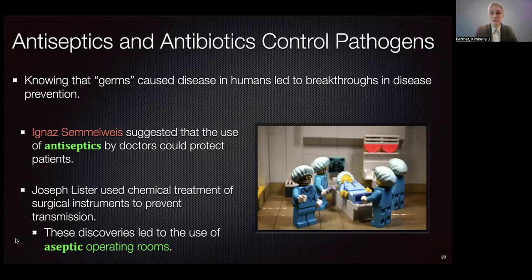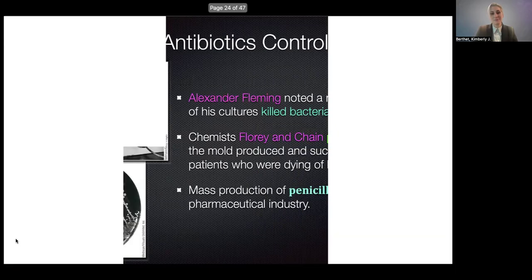We have Joseph Lister as well, who started using chemical treatments on surgical instruments. If you can imagine, surgical instruments were just used from one patient to the next. Same thing with blood transfusions. They were using the same needles on people. So this chemical treatment of surgical equipment and things used within the hospital started to come about, which prevented the spread of disease from patient to patient. And now today we have aseptic operating rooms because of these studies.